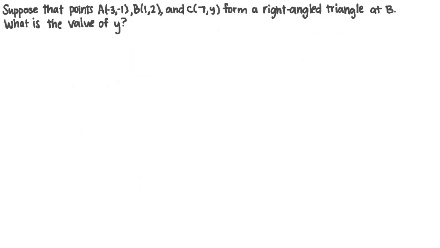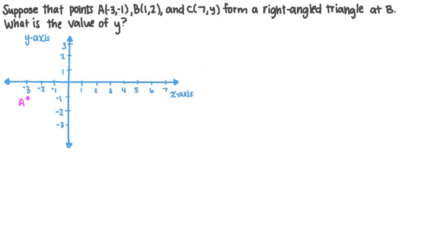In our final example, we're given 3 points that form a right-angled triangle, and we'll use what we know about parallel or perpendicular lines to solve for a missing value in one of the points. Suppose that the points A, negative 3, negative 1, B, 1, 2, and C, 7, y, form a right-angled triangle at B. What is the value of y? We can go ahead and make a sketch of these points. A is negative 3, negative 1, B is 1, 2. We know the x-coordinate of point C is 7, and that means C will be located somewhere along this line.